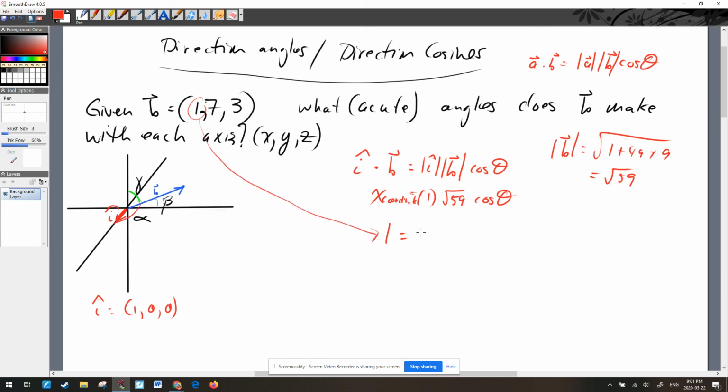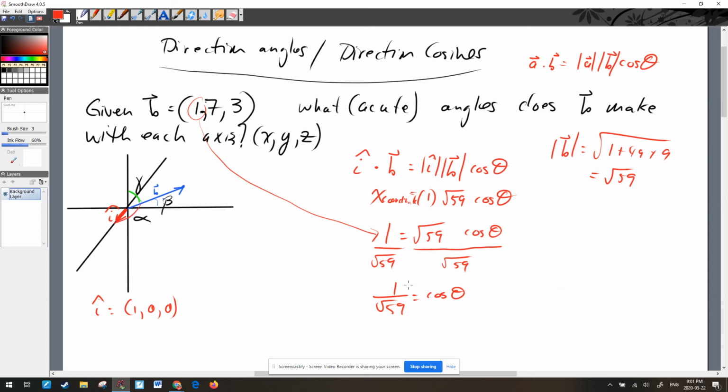1 times the root of 59, or equals root 59 cos theta. Divide both sides by the root of 59. And what we're going to get then is the cosine of theta is equal to 1 over the root of 59. And so we could do the cos inverse of that.